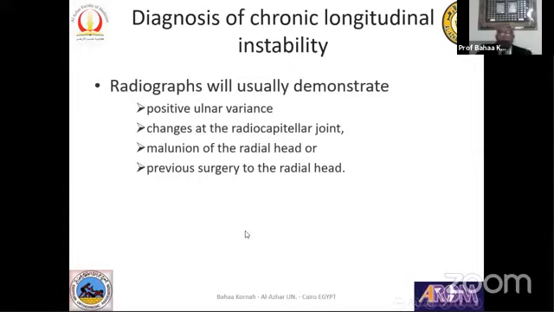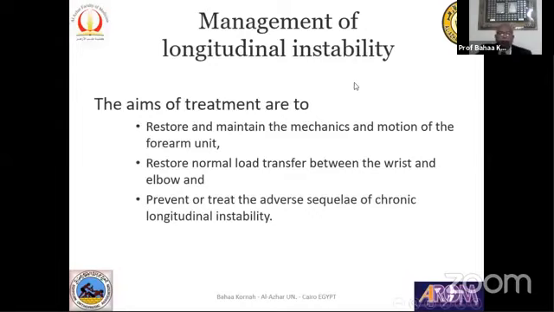What about the radiology? Radiology will be useful to demonstrate positive ulnar variance, change in the radiocapitellar joint, malunion of the radial head or previous surgery to the radial head. This makes us suspicious for chronic longitudinal instability. What about the management? The aim of the treatment is restoring or maintaining the mechanics and motion of the forearm, restoration of the normal load transfer, and preventing or treating adverse sequelae of chronic longitudinal instability.